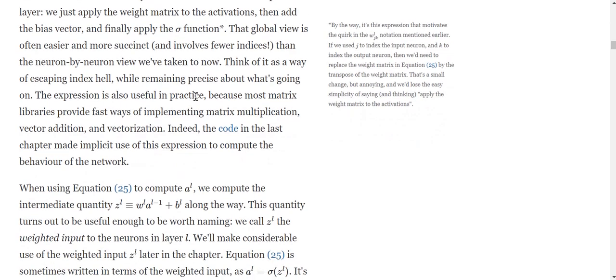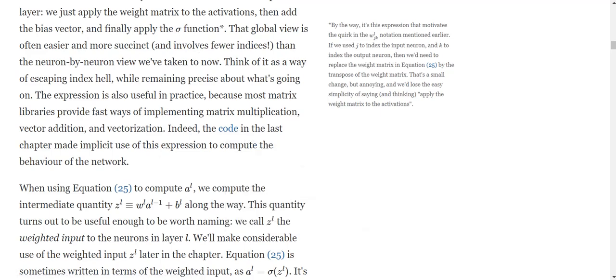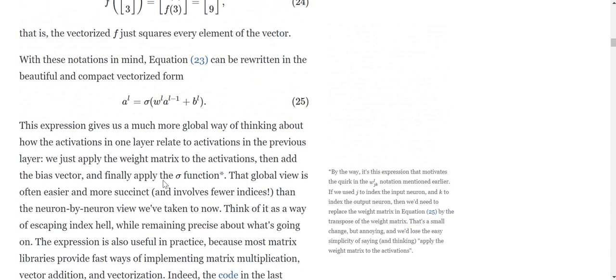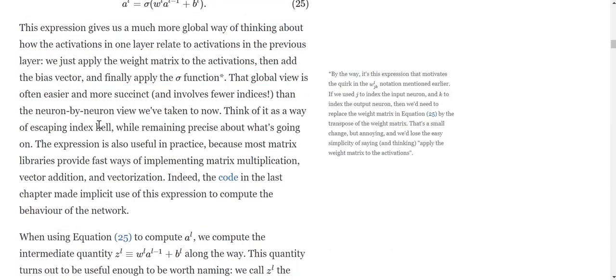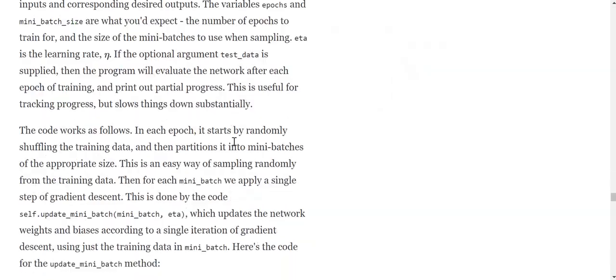The expression is also useful in practice because most matrix libraries provide fast ways of implementing matrix multiplication, vector addition, and vectorization. Indeed, the code in the last chapter made implicit use of this expression to compute the behavior of the network. So the code, can he pinpoint the specific line? No. So the code was in fact using these equations only. The code was using, if I can get that part here.